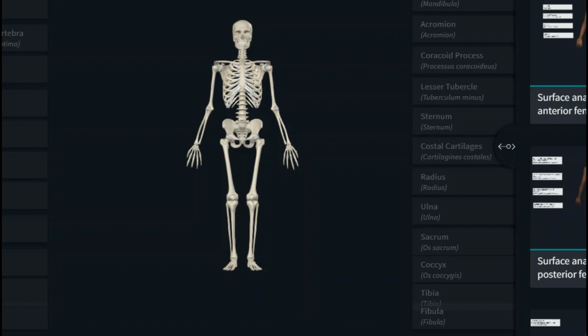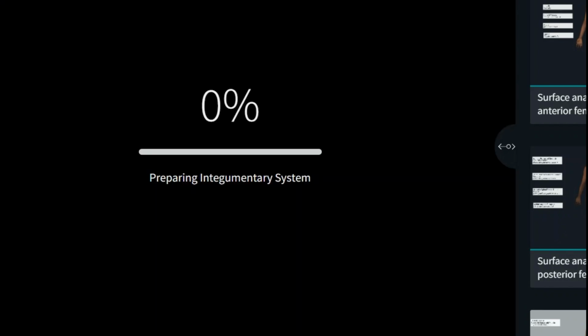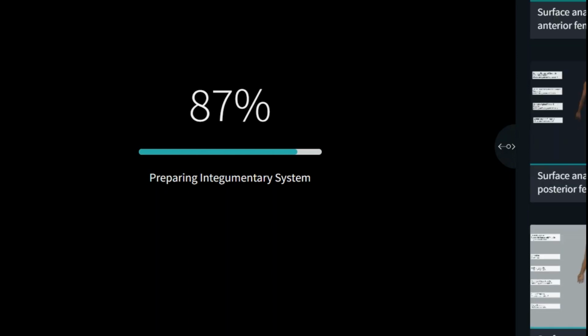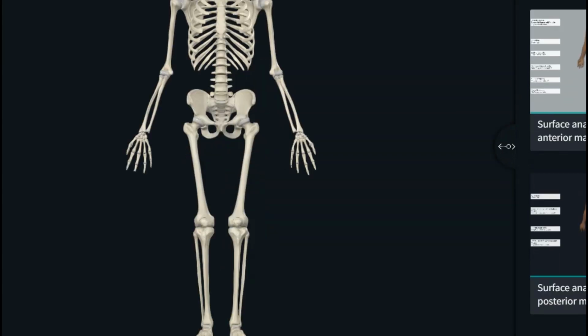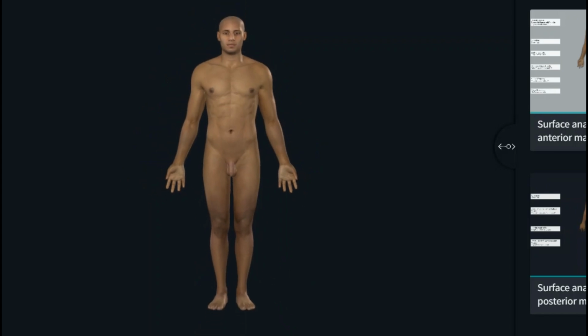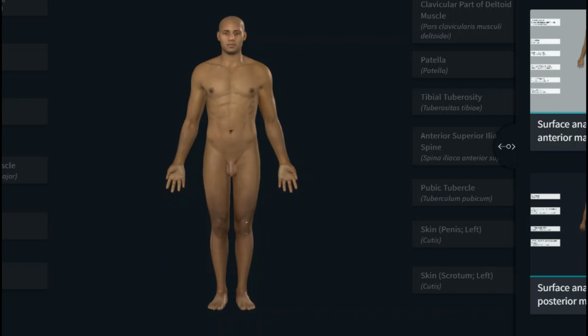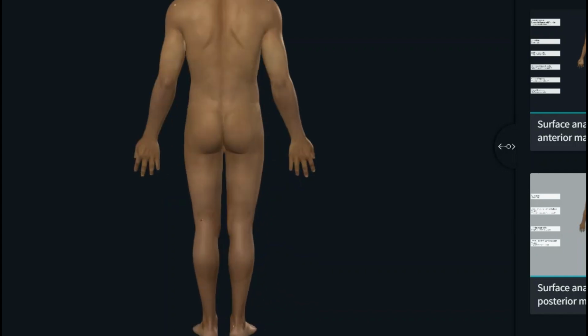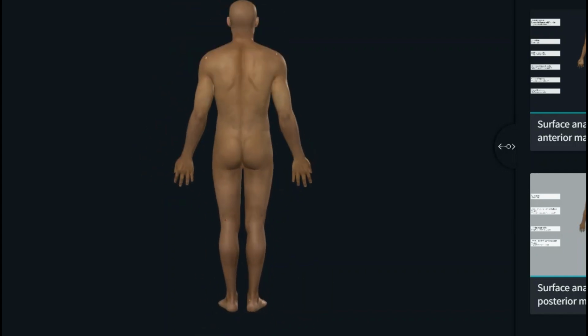First, this is our human body. If we remove the skin, this is the anterior view. Here you can see the anterior view. You can see that this is in the anatomical position. So this is our anatomical position from the anterior view. If we go through the posterior view, you can view it like that. So this is the posterior view.